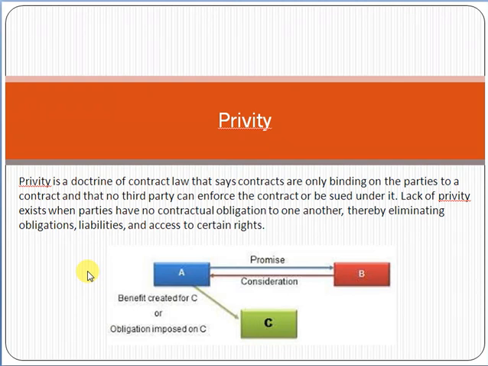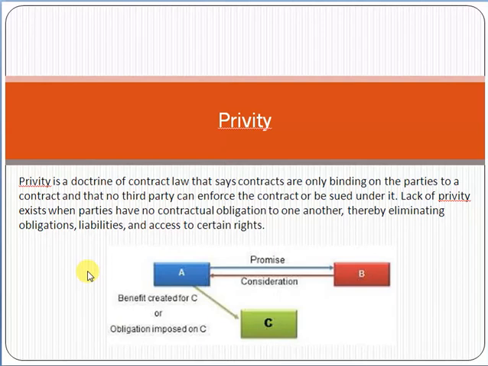Today we'll discuss a topic, privity. Friend, this is a very important topic with respect to contracting, business negotiation, or project management. So friend, we will see this topic with reference to project management, business negotiations, or contracting. Mainly, friend, this is a part of contract.